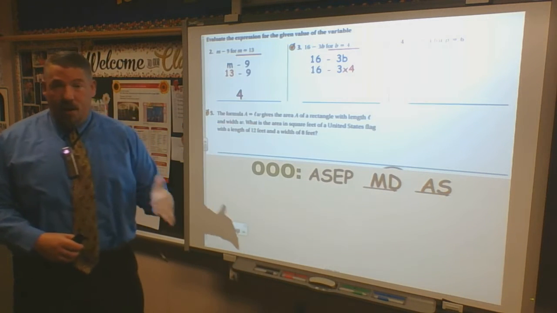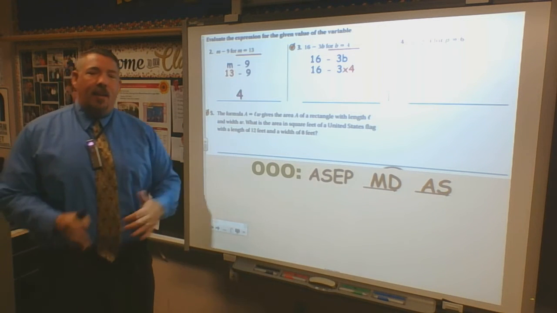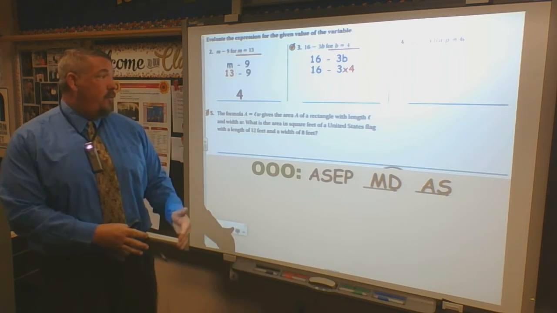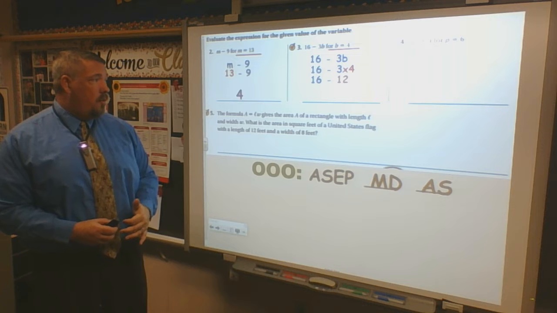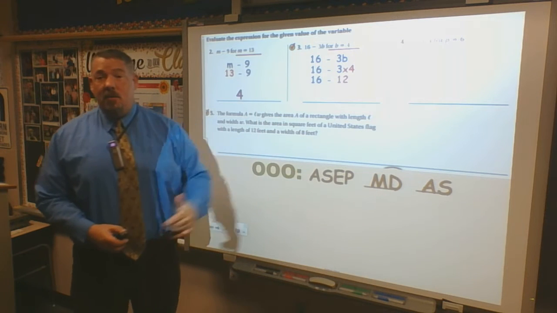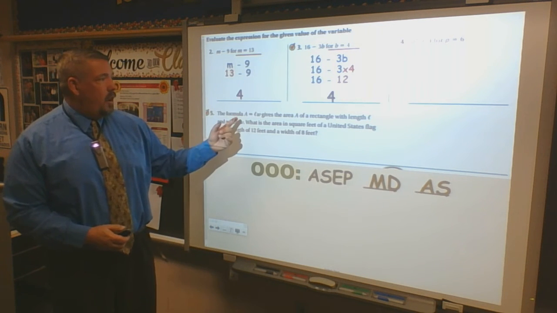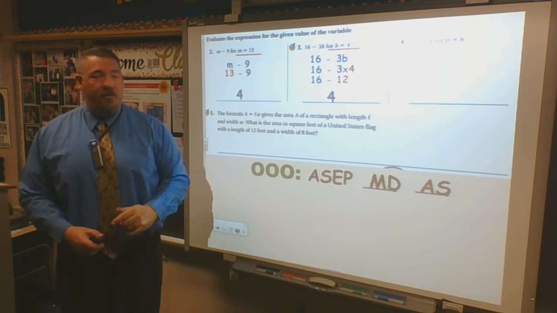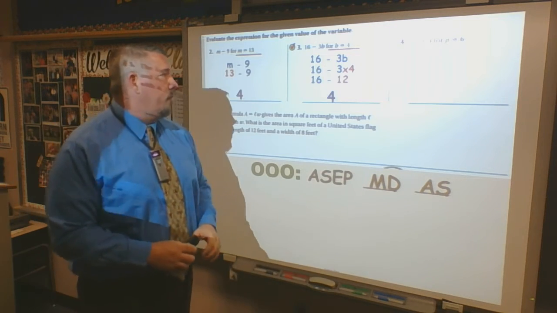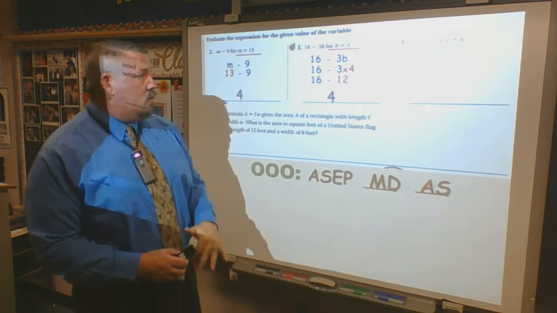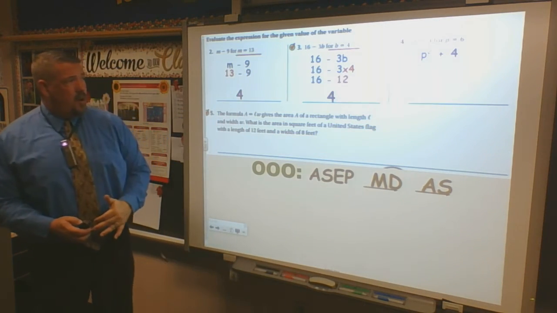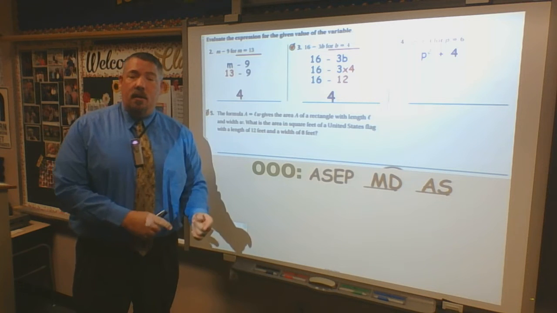16 minus 3 times 4, and then that lets me do my order of operations by focusing in on the multiplication. 3 times 4 is going to be 12. So I'm left with 16 minus 12, and that gives me 4 again. Well, I wonder if 4 is going to be 4. It's not. Now I have p squared plus 4. So I have to write that expression down and then substitute in for the p.